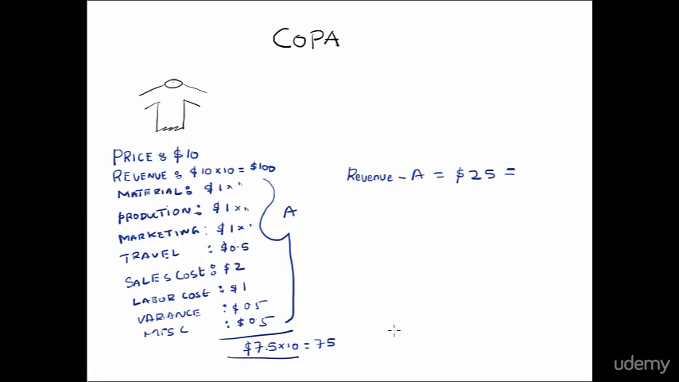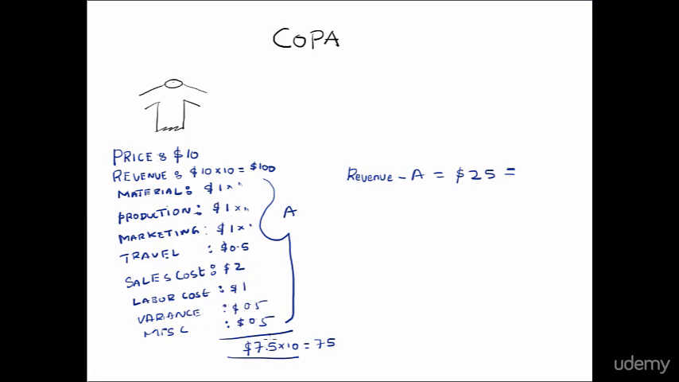Now let's say that your company sells merchandise and you want to sell a t-shirt. Let's say the unit price of a t-shirt is $10. Now if you sell 10 t-shirts, you get a revenue of $100. And let's say your material cost is $1, your production cost is $1, your marketing cost is $1, your traveling and freight charges are $0.5, sales cost is $2, the labor is $1, variance is $0.5, and miscellaneous is $0.5.